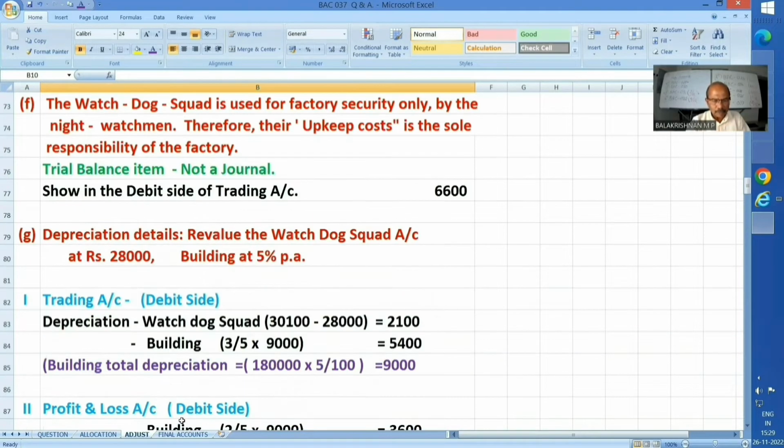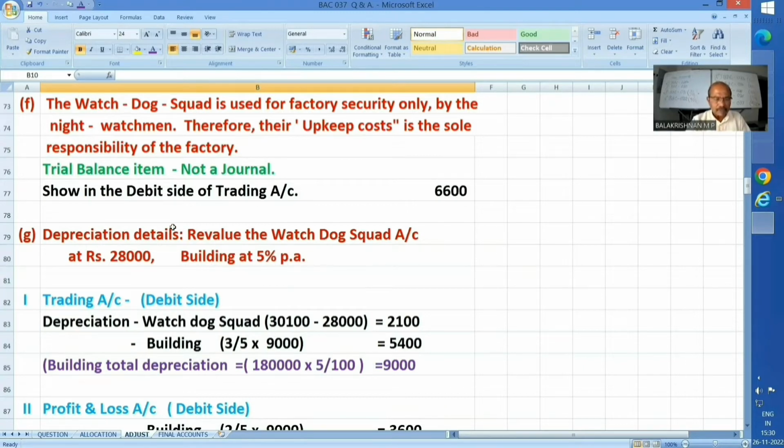Now let us move to item number F. The watchdog's code is used for factory security only by the night watchman. Therefore, their upkeep cost is the sole responsibility of the factory. What they're implying is that we need to take it into the trading account.